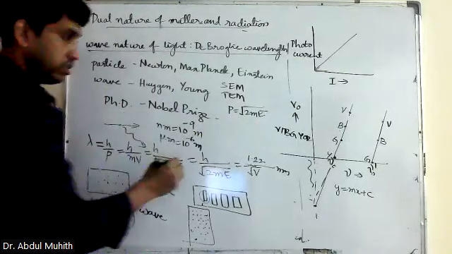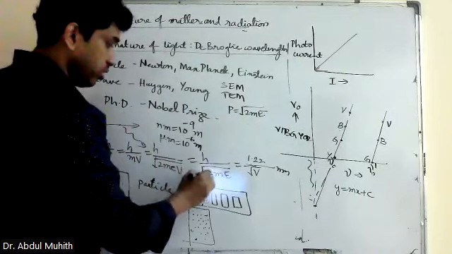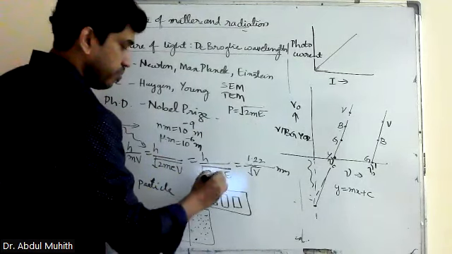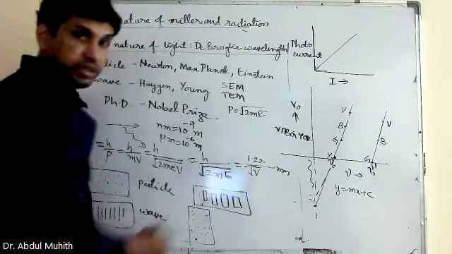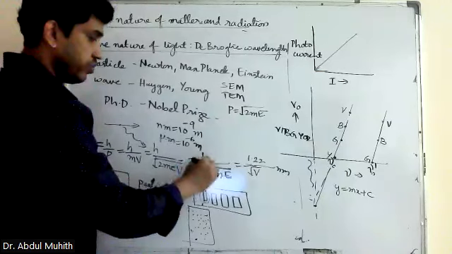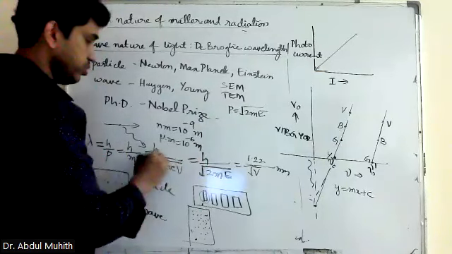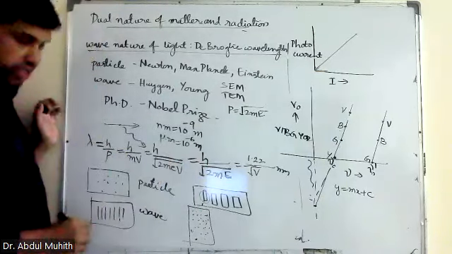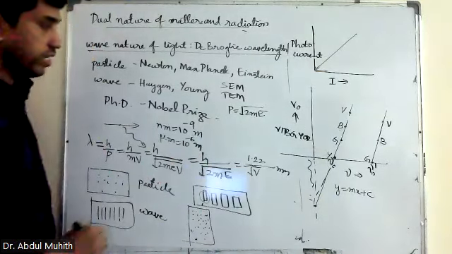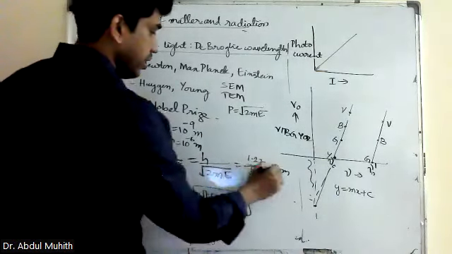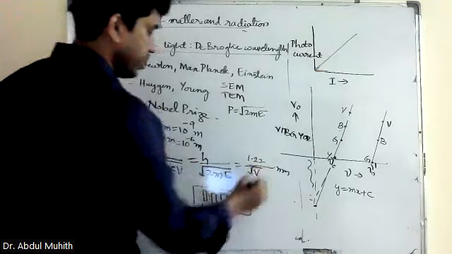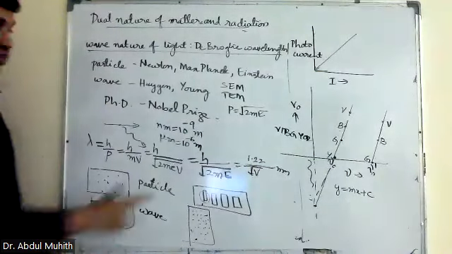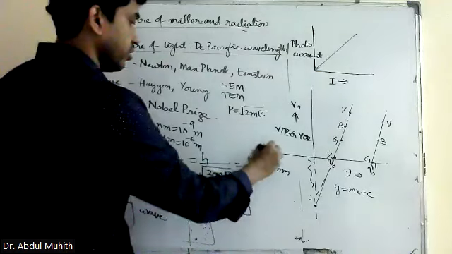Are you able to see this? h by under root of 2mE, capital E. Is that clear now? So h by under root of 2mE is equal to 1.22 by root V nanometer. This is only for electron.